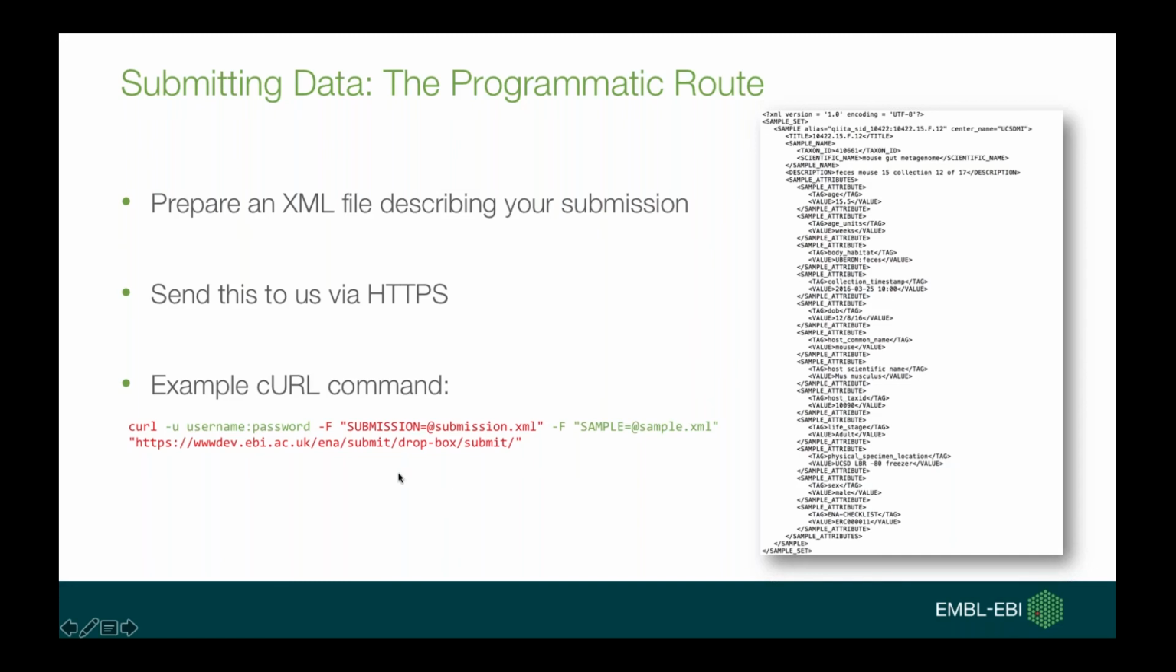And you send it to us using a different command line program. Most people use this one called curl, where once again you just give your username and password, you tell it where to find the files that you want to submit, and then you specify the URL that you want to submit to. So this is our address here for ENA. This is where you would submit to.